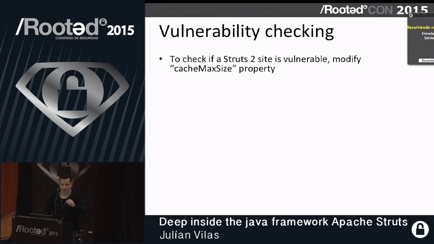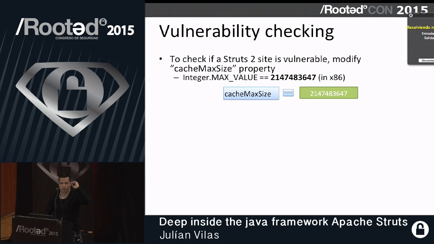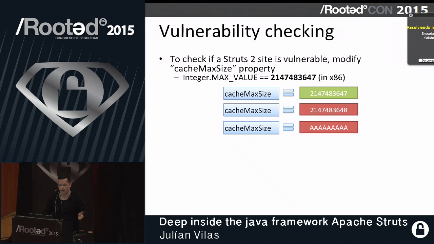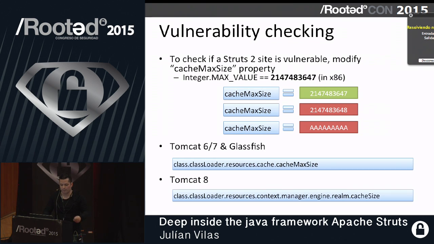We will use cache max size. This is an integer, so for instance, in 32, this will be the maximum value that we have. If we send a parameter to check the cache max size, for that value, it will be okay. However, if it is one more, it will break. And if we add something which is not a number, the conversion wouldn't work. So these are the two checks for the cache max size.